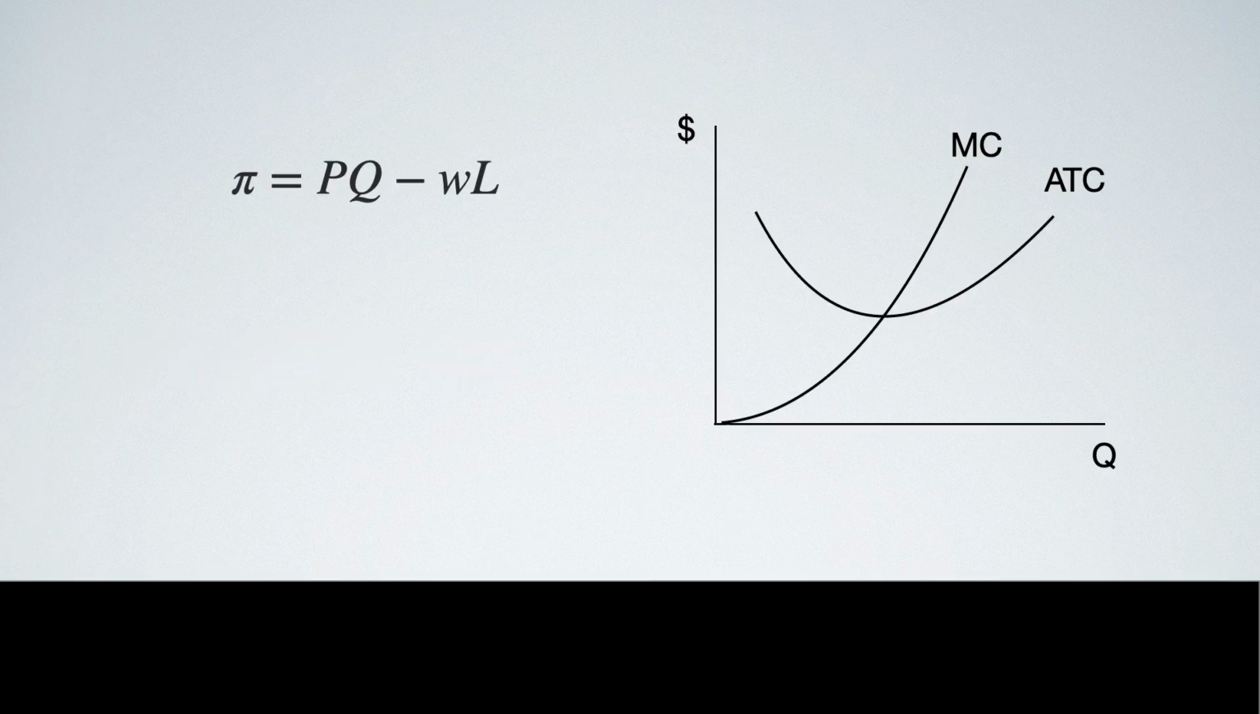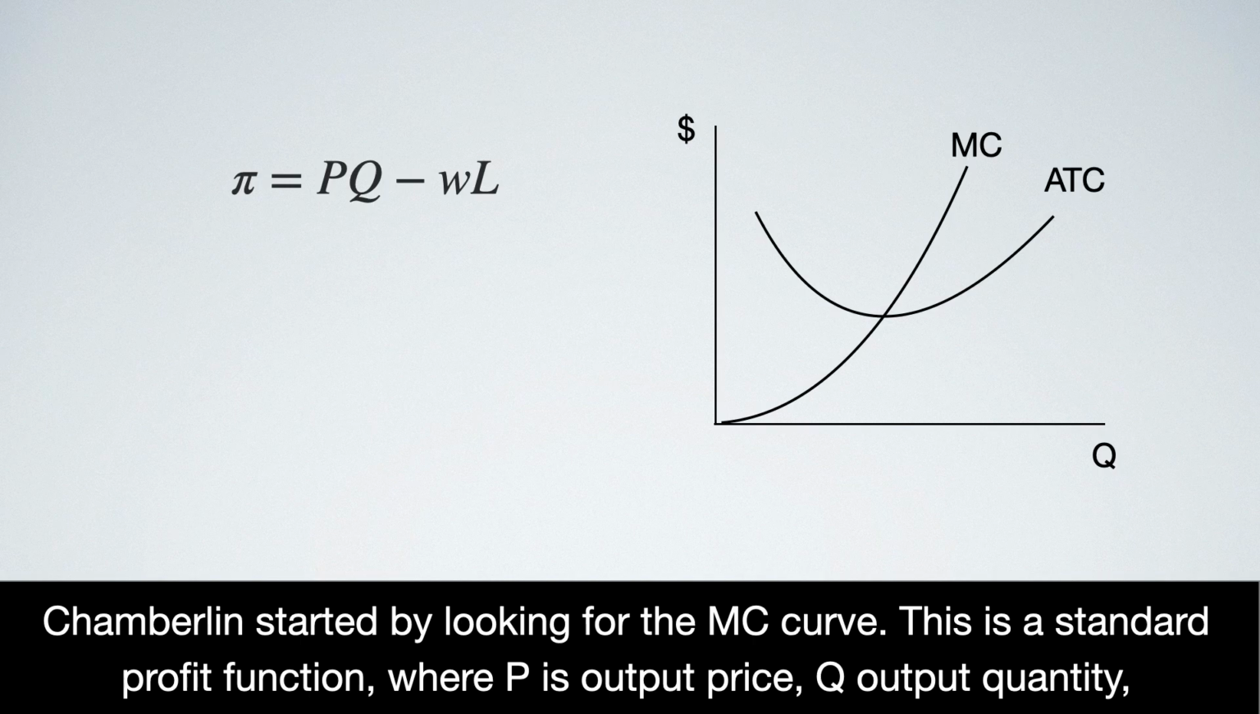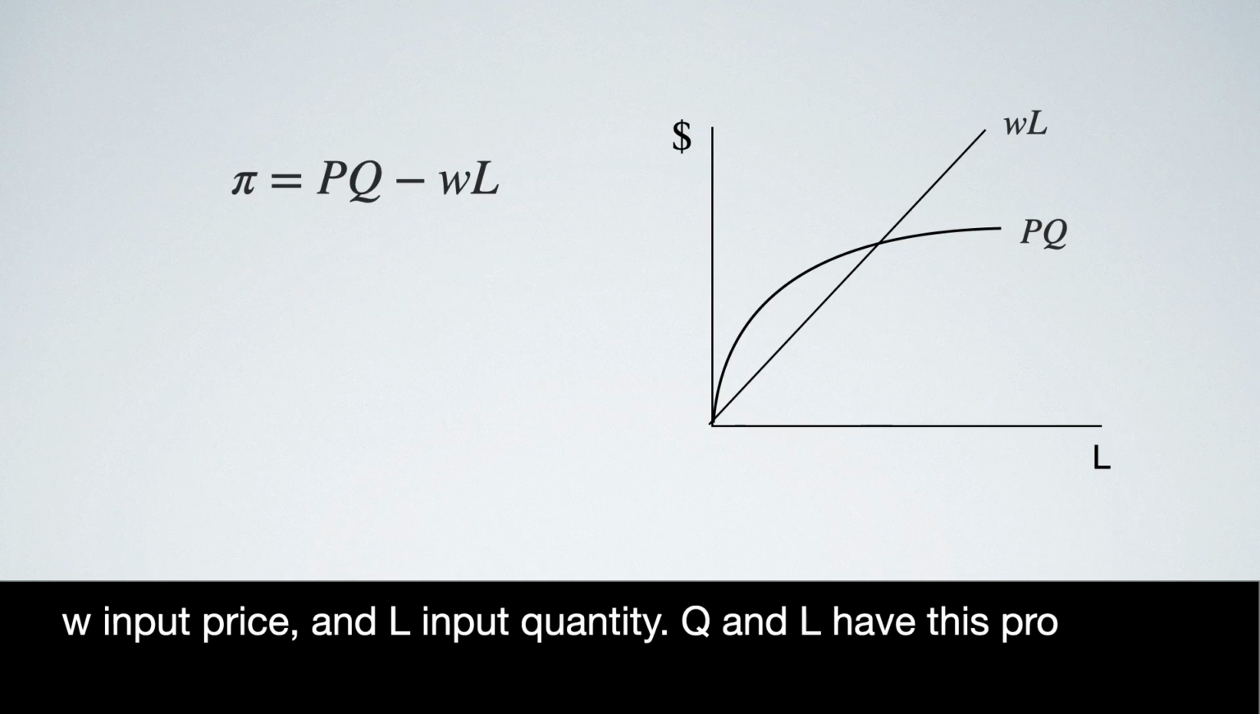Finding MC. Chamberlin started by looking for the MC curve. This is a standard profit function, where P is output price, Q output quantity, W input price, and L input quantity. Q and L have this production relation.